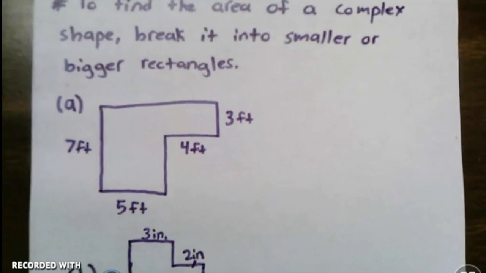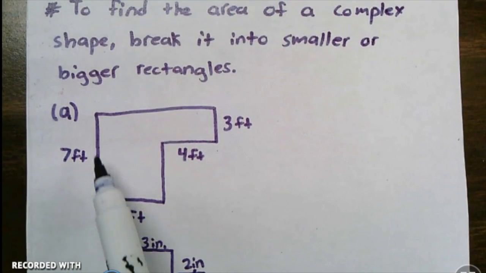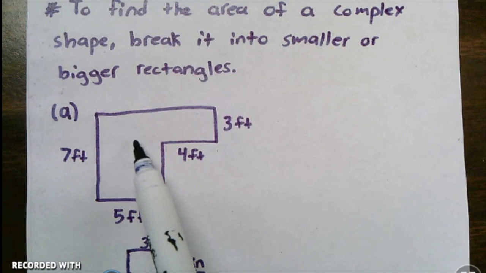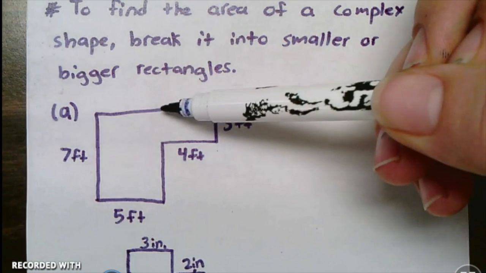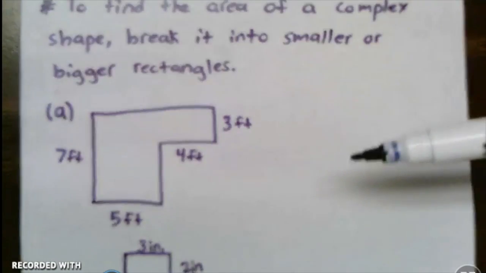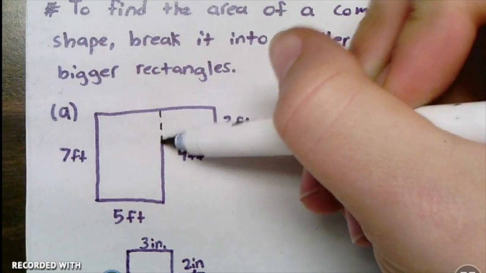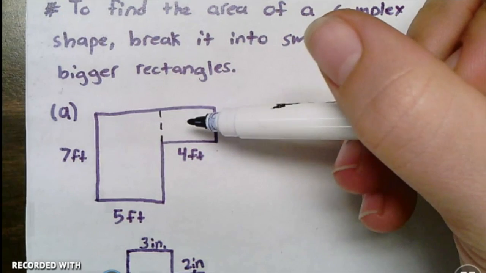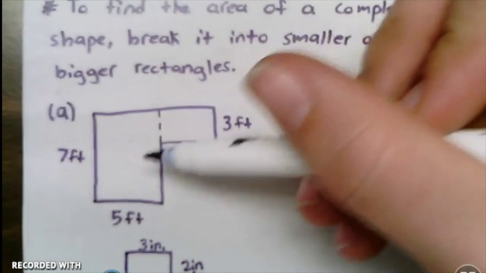So here's example A. All right, I have some choices here. I can either cut this in half this way into two rectangles, or I can cut it in half this way into two rectangles. It does not matter which way you do it. I'm just going to do it this way. So now I have to find the area of this rectangle and the area of this rectangle, and then I need to add them together.